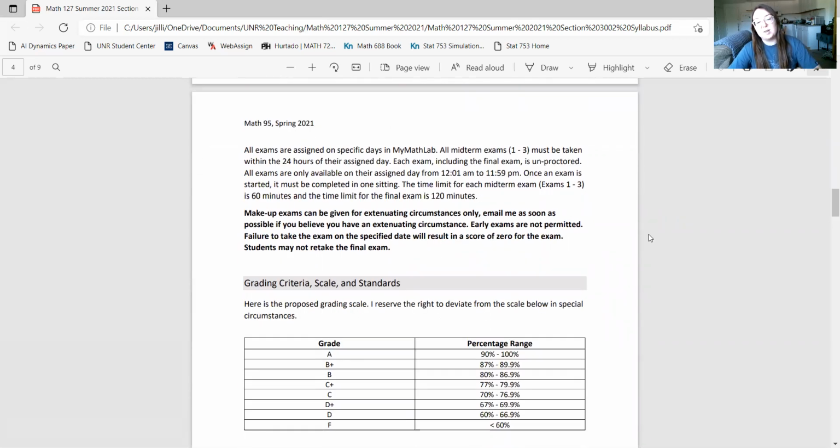All right, so all exams are assigned on specific days in MyMathLab. This is detailed in the course calendar and also in MyMathLab. All midterm exams must be taken within 24 hours of their assigned day, as well as the final. Each exam, including the final, is unproctored. So your exam is only available on the assigned day from like midnight to 11:59. Once an exam is started, it has to be completed in 1 sitting. The time limit for the midterms is an hour. The time limit for the final is 2 hours.